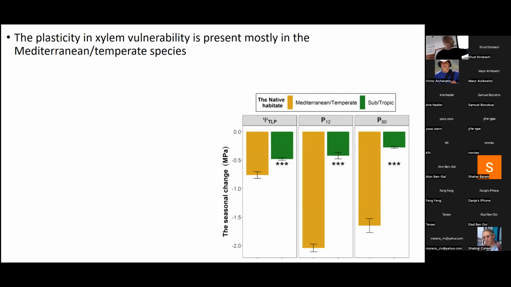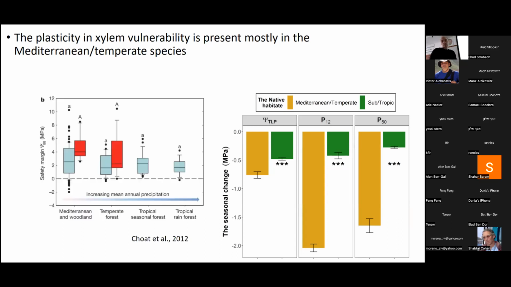We made a comparison between the Mediterranean or temperate species and the tropical or subtropical species, and we realized that in the Mediterranean or temperate, there's a larger change in the turgor loss point throughout the season, and a much, much larger change in the P12 and P50, the xylem vulnerability. And again, they are all growing in the same climate, different genetics, but the same conditions.